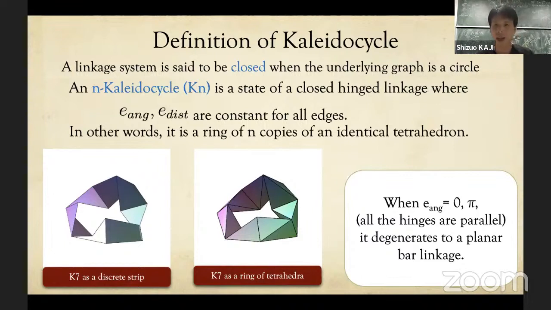So in this setting, any Kaleidocycle, where n is a natural number, is a closed hinged linkage. Closed means the underlying graph is just a circle. And all the distances and angles are the same. So basically, intuitively, it is like this in the picture. You have n copies of congruent tetrahedra, and they are connected by edges.